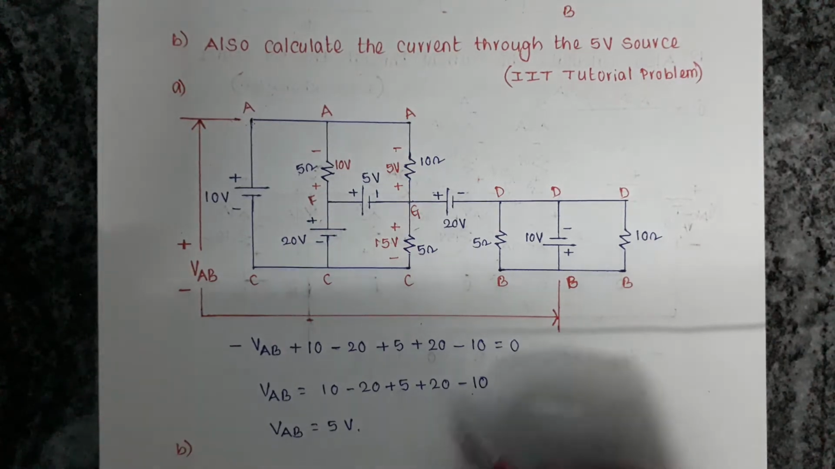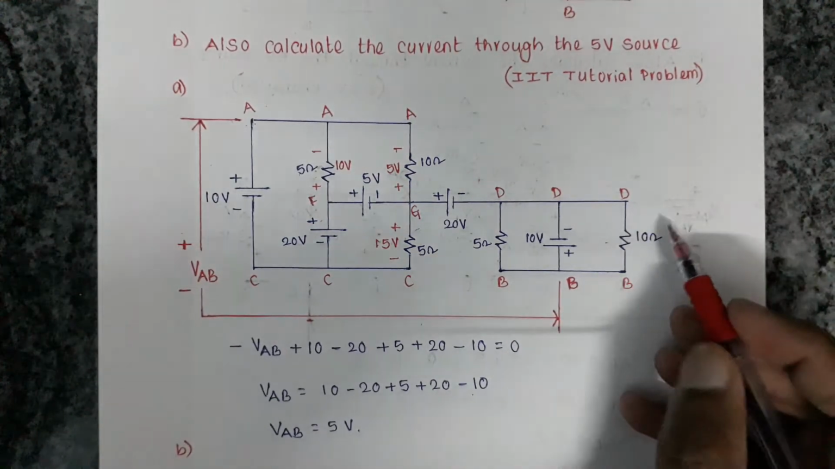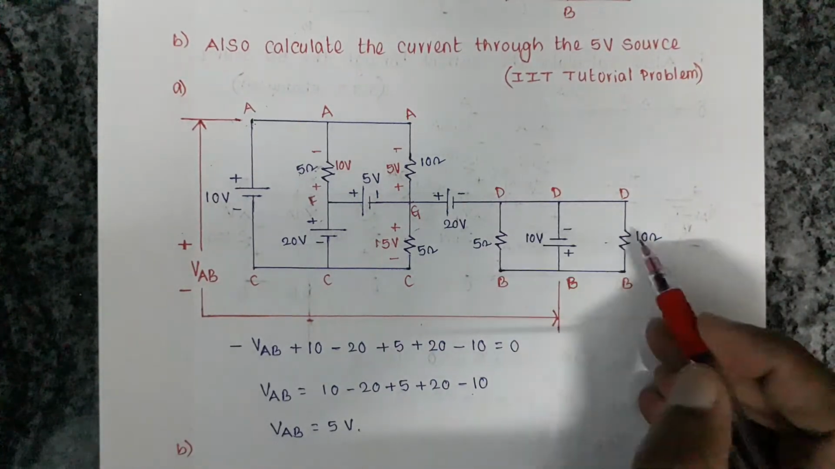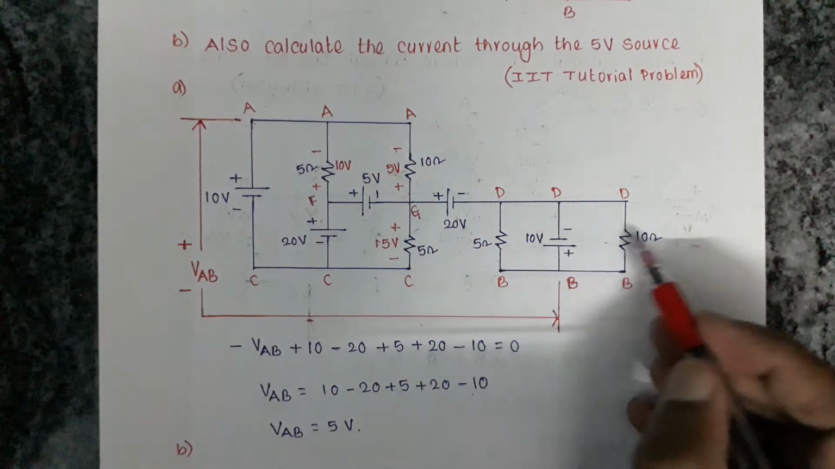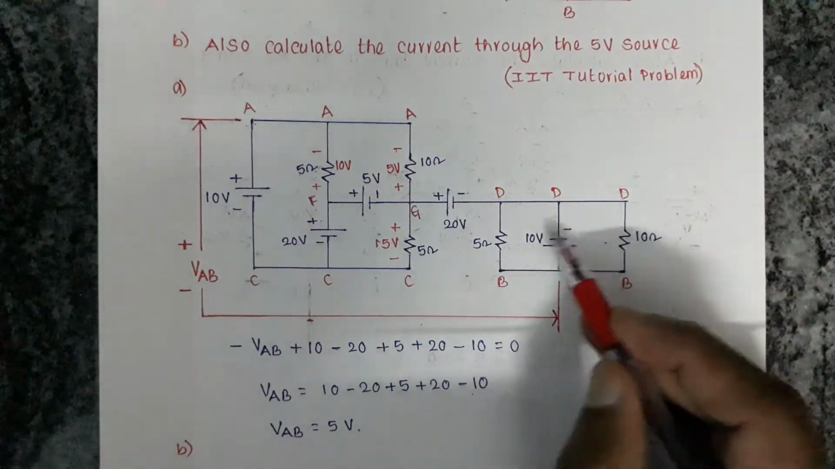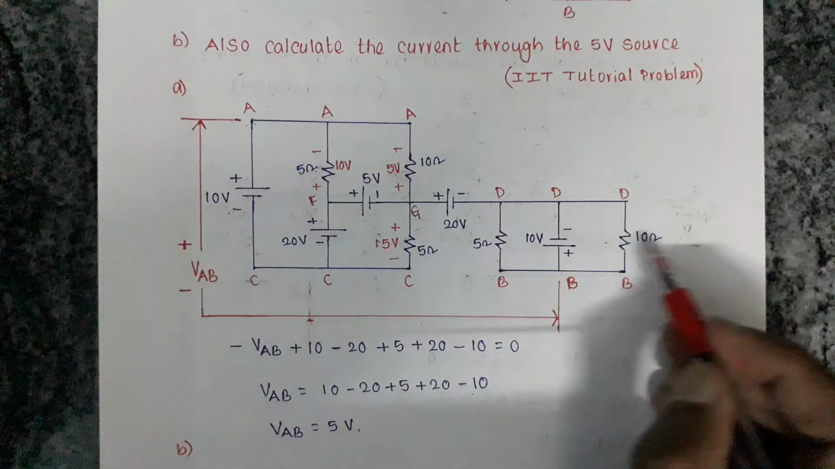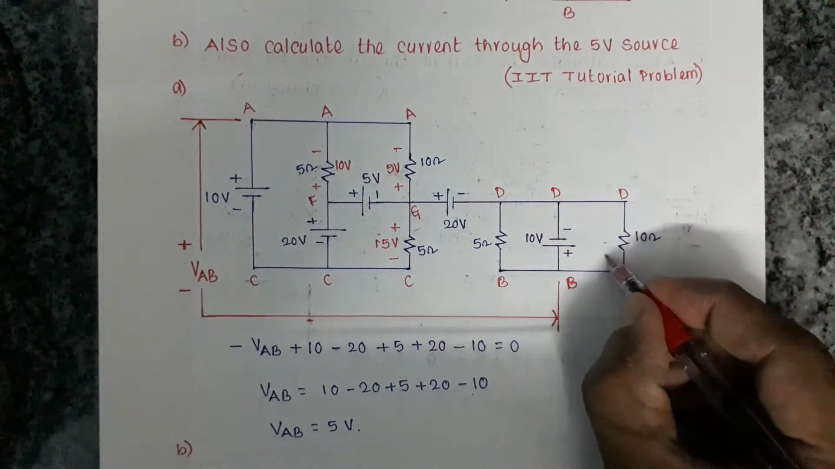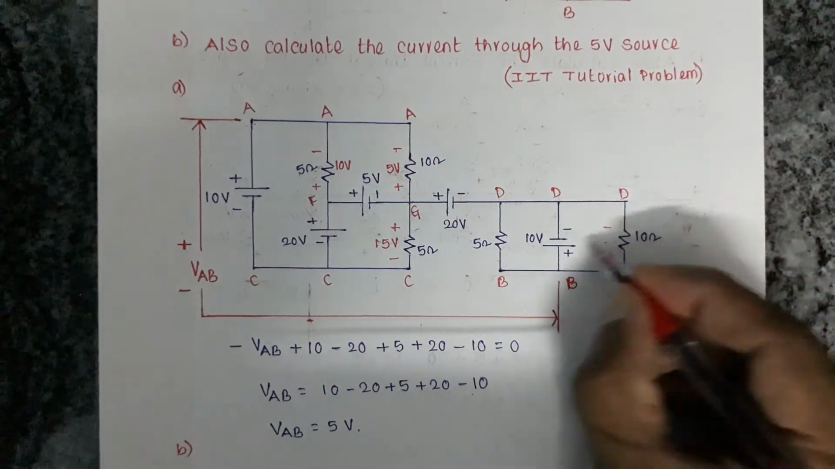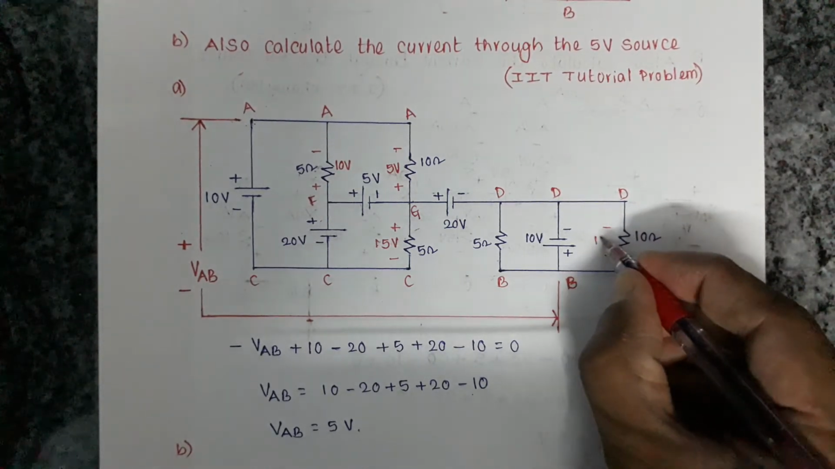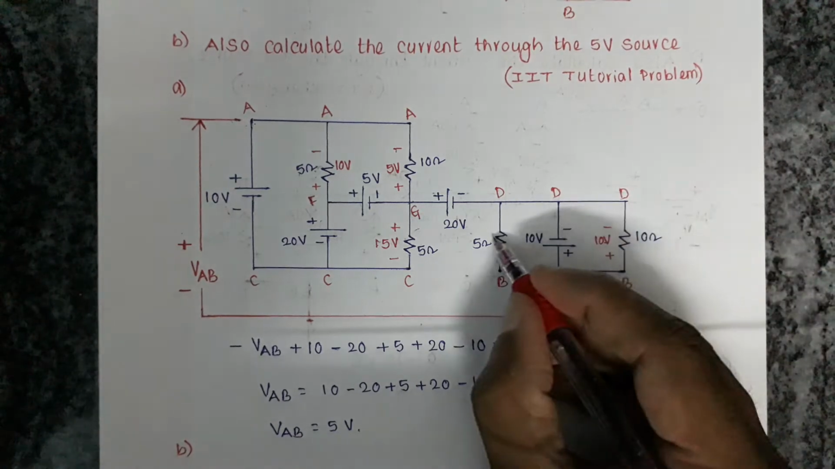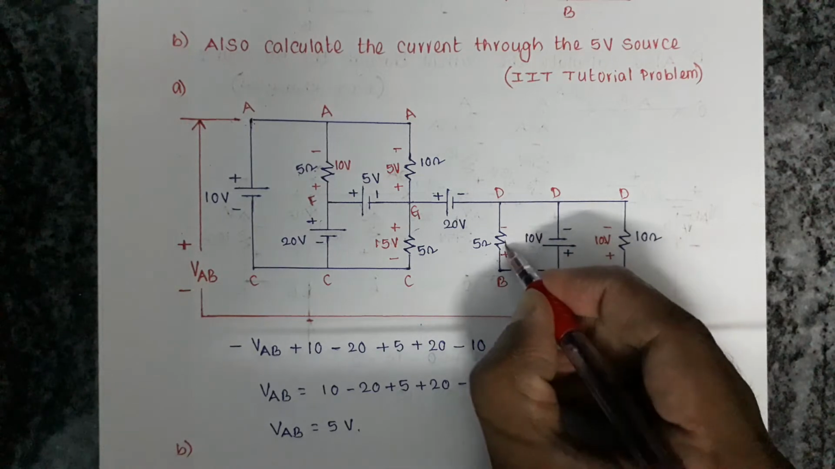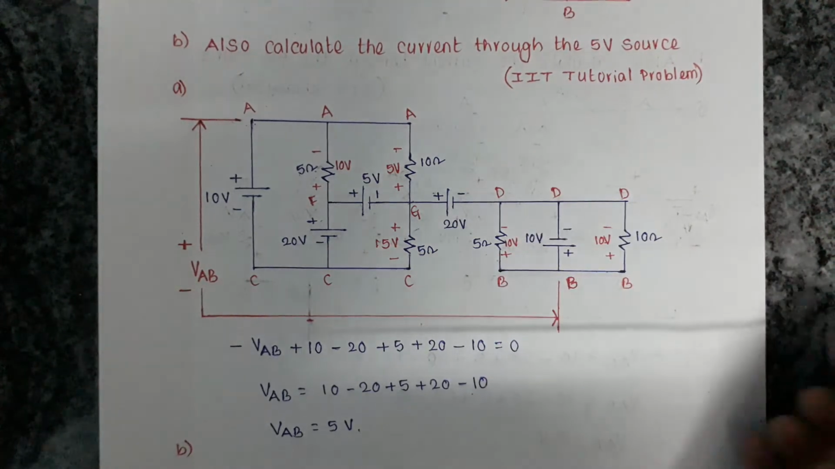Similarly, we can get the voltages here. Because these three elements are connected in parallel, the voltage is the same. So if it is 10 volts, the voltage across 5 ohms is 10 volts, and the voltage across 10 ohms is also 10 volts. This is positive polarity and this is negative polarity, and the voltage is 10 volts. Here also the voltage is plus and minus, 10 volts.